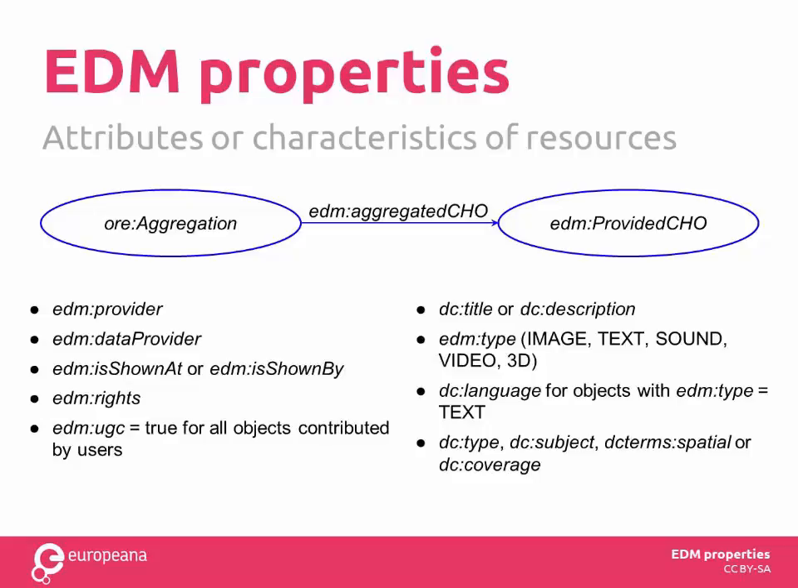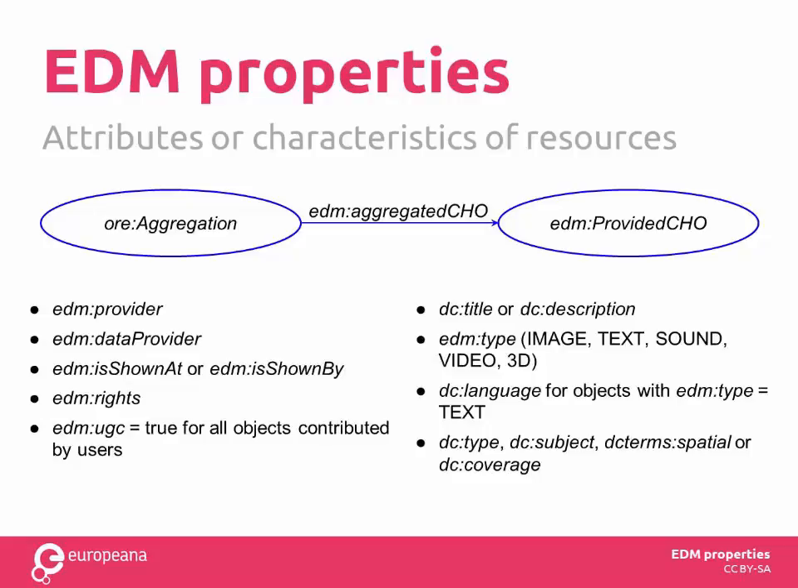Looking at EDM provided CHO, we mainly have 4 mandatory properties. We either need a title or a description to produce a valid record. Then we need to choose for EDM type out of a list of 5 values to inform if the object we are describing is an image, text, sound, video, or a 3D object. For text, we also need to have a value in DC language. In order to give at least some context, we need one of the following properties being filled: DC type, DC subject, DC terms spatial, or DC coverage.